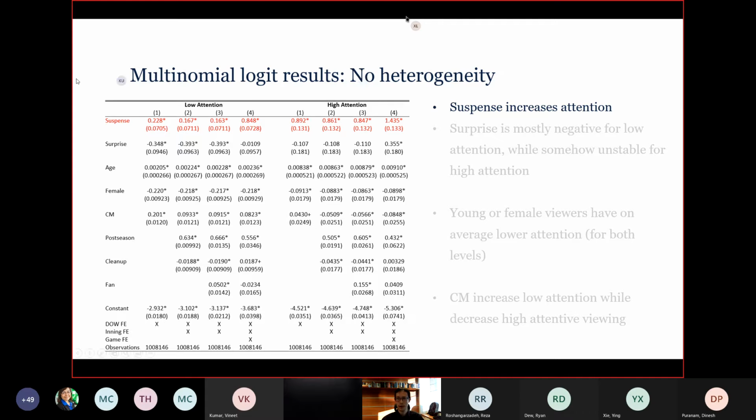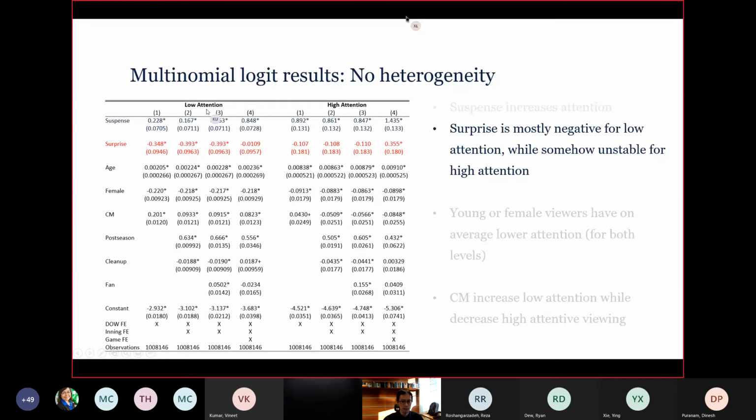Okay, all right. So here I have two parts: low attention and high attention. The first column and the fifth column are coming from the same multinomial choice model. So the second column and the sixth column are also coming from the same multinomial choice model. And in terms of suspense, we find that suspense is always positive and statistically significant. Suspense increases attention.